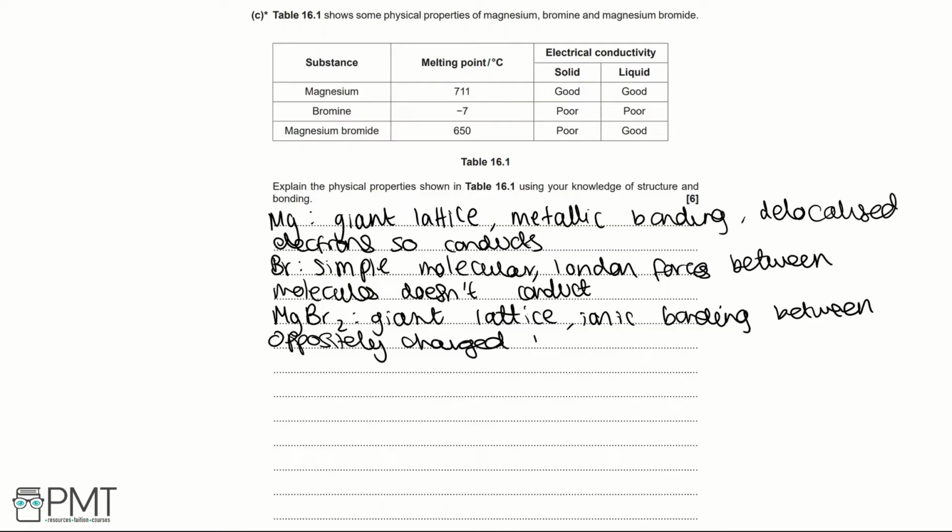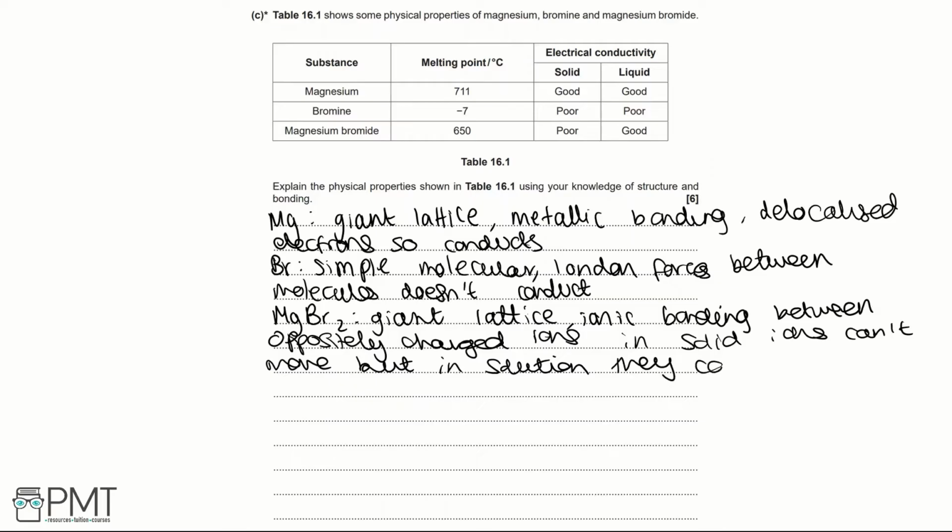conductor as a solid, but a good electrical conductor as a liquid. Then we need to look at why the melting points are different, because we've covered electrical conductivity, but we haven't done anything about melting points yet. On table 16.1, we can see that magnesium and magnesium bromide have the higher melting points, and then bromine has this very low melting point in comparison.